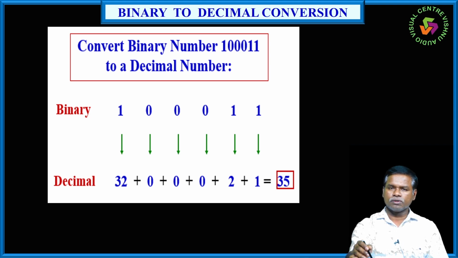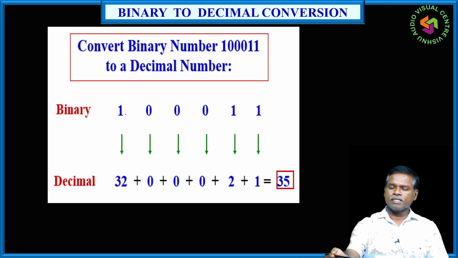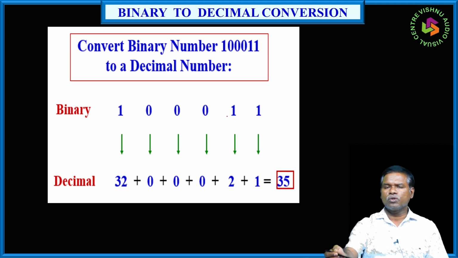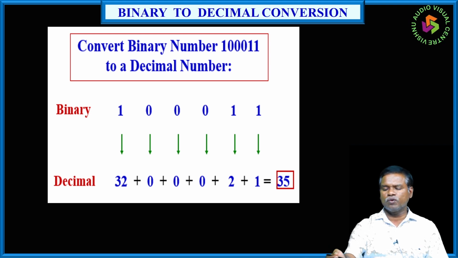Wherever there are zeros corresponding to those place values, it is 0 into that place value. Considering the given number, corresponding to 64 there is a binary value 1, so its value will be 64 into 1, plus corresponding to the place value of 2 we have 1, so 2 into 1, plus the least significant bit 1, whose place value is also 1, so 1 into 1.